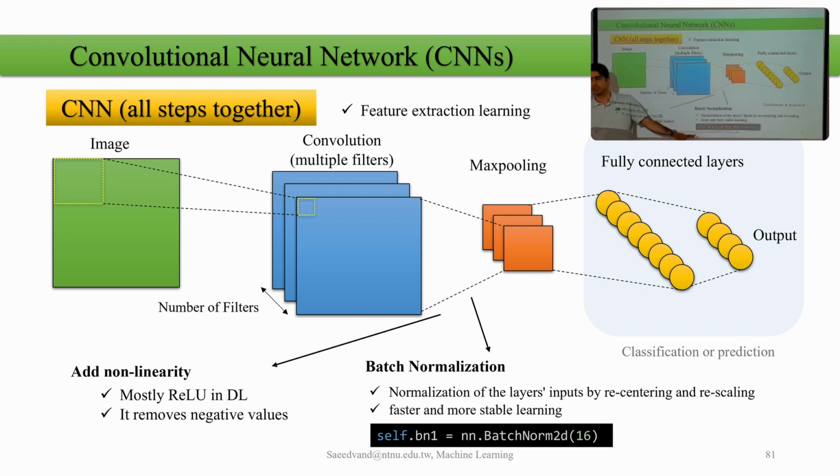And what is the implementation? Very simple, one line. Self.batch normalization 1, for example, in the layer that we want. I will show you in the code: neural network dot batch normalization 16. What does it mean? This means that I want to apply batch normalization with size 16 on the input layer that is coming there.